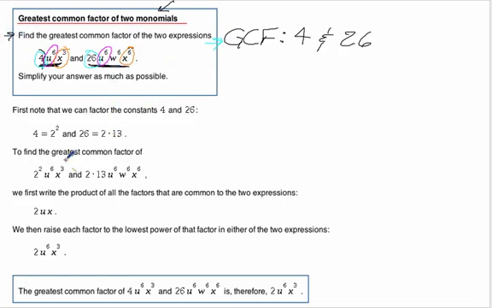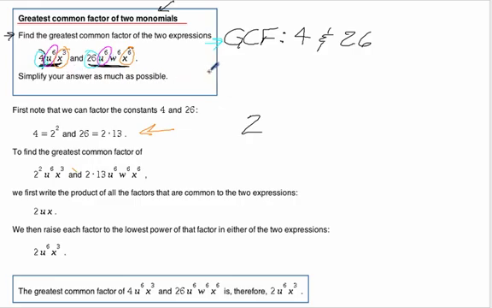So if we look at each of those pieces, we know that the greatest common factor of 4 and 26 is 2, right? So that's the first part of our answer. So between 4 and 26, we've got 2. Then we look at just the u's, the u to the 6th and u to the 6th.